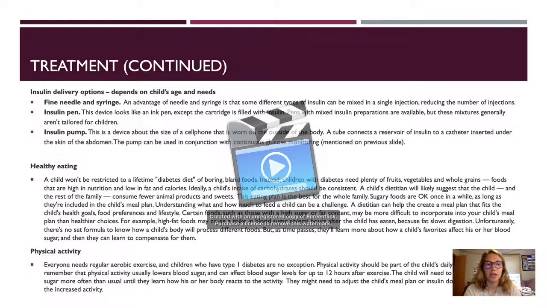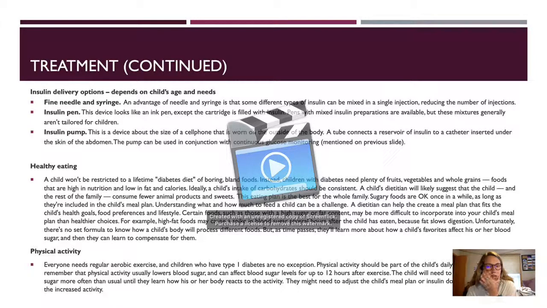So those are the types of insulin, and then there are different kinds of delivery for the insulin depending on the child's age and needs. One that is very common is the fine needle and syringe. An advantage of needle and syringe is that some of the different types of insulin can be mixed in a single injection, which would reduce the number of injections.